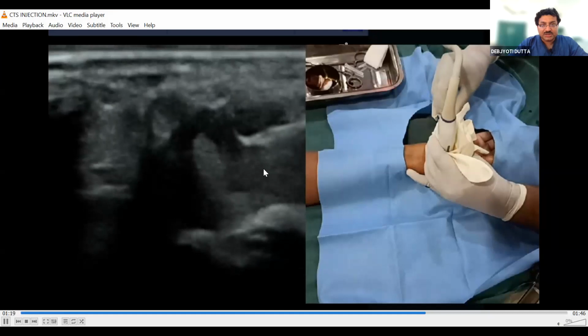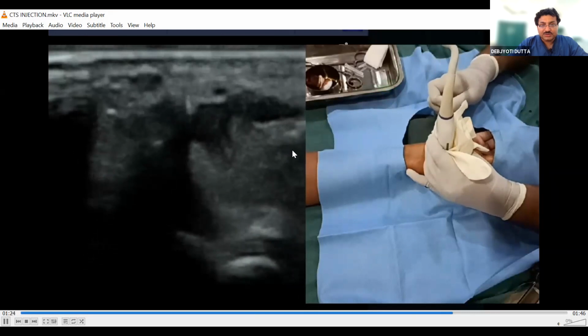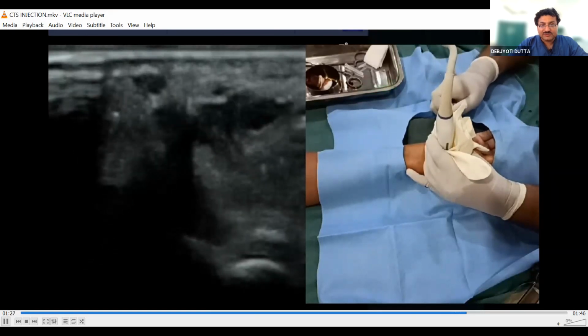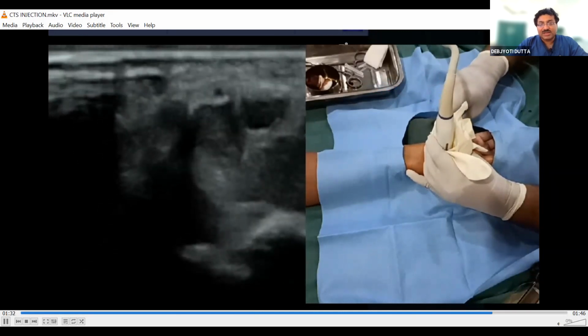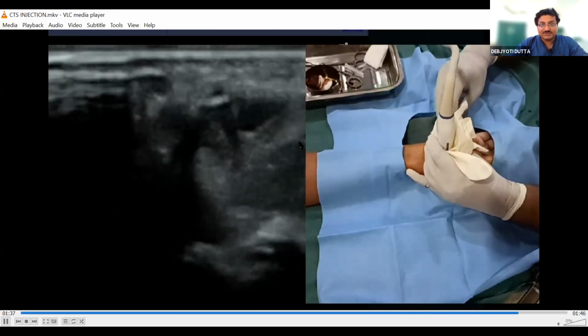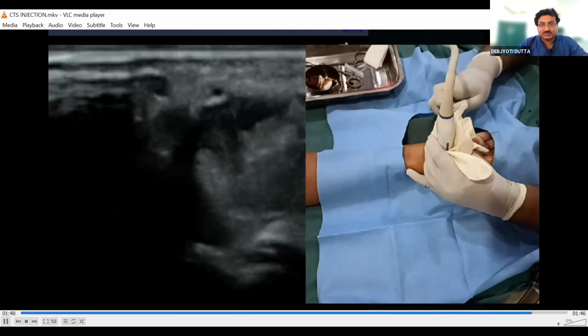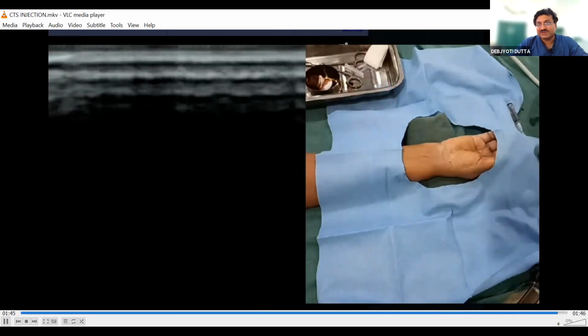Now we are going to the lower part and then again injecting below the median nerve. How much volume do we inject? Usually 3 to 4 ml is enough, but sometimes we can give a little more as well. Usually a 5 ml syringe is taken and then we have completed the procedure.